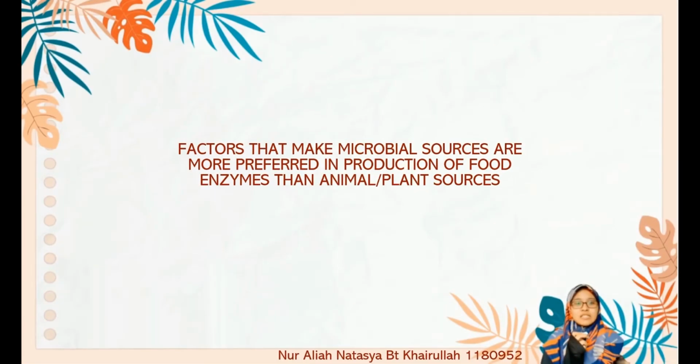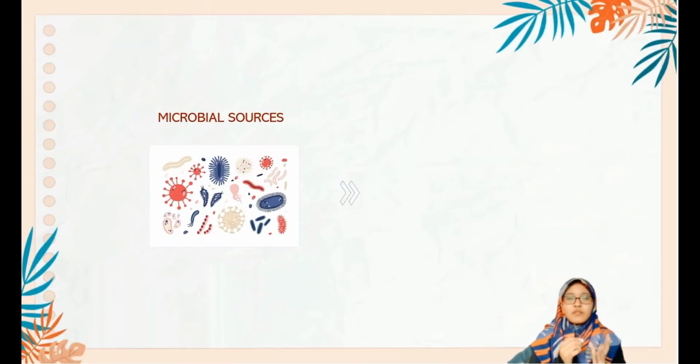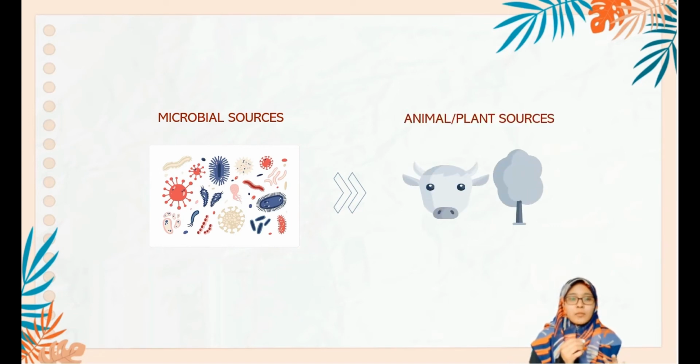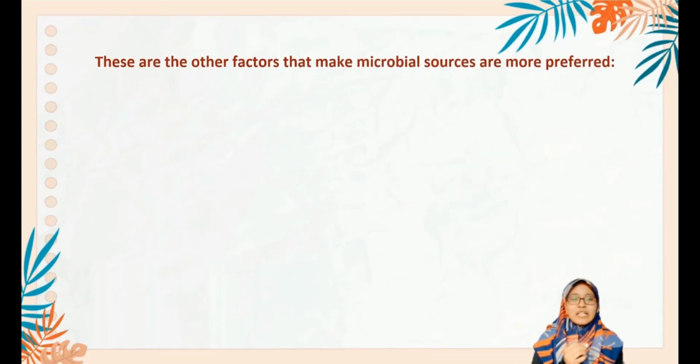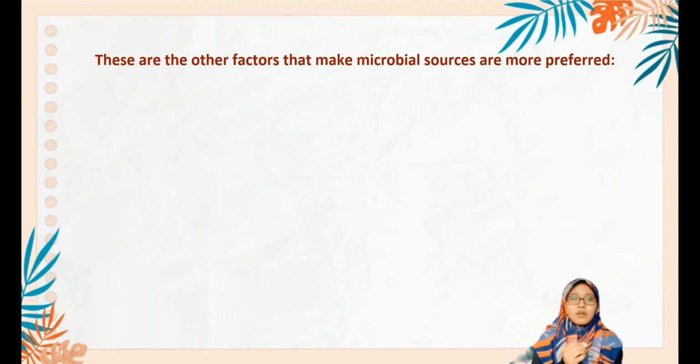Next are the factors that make microbial sources more preferred in production of food enzyme than animal or plant sources. In general, microbial sources are more favored in the production of food enzyme than extraction from animal or plant sources, mostly for economic and technical factors. And these are the other factors that make microbial sources more preferred than animal or plant sources.